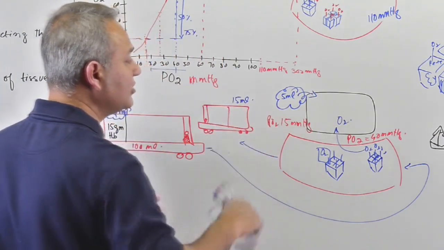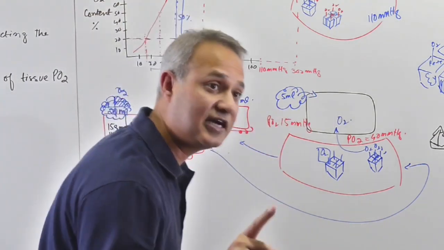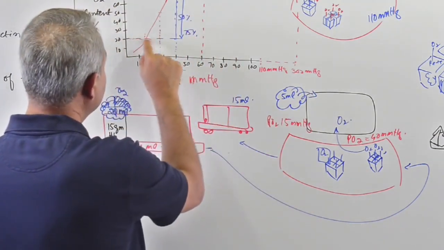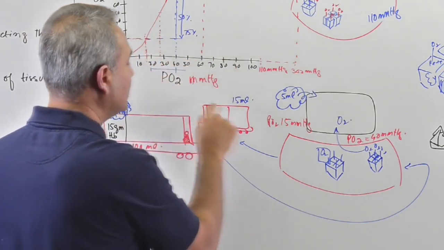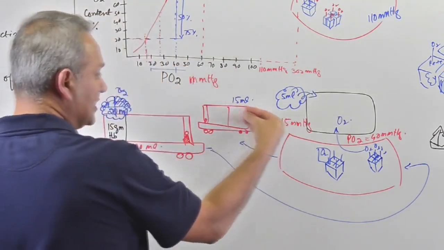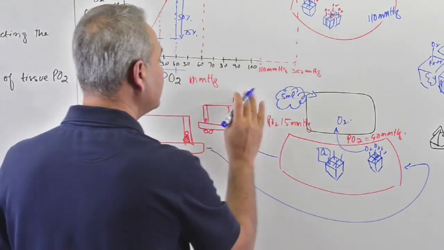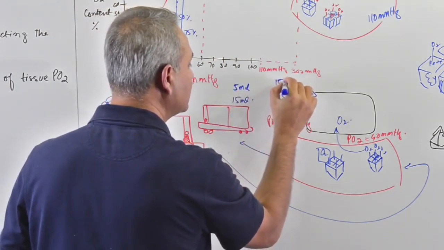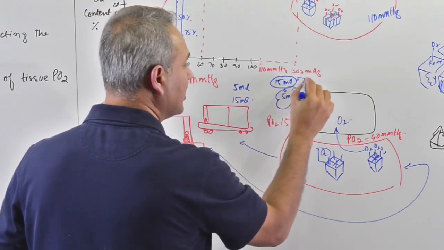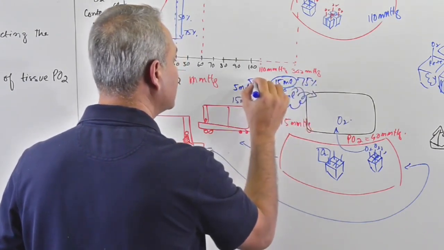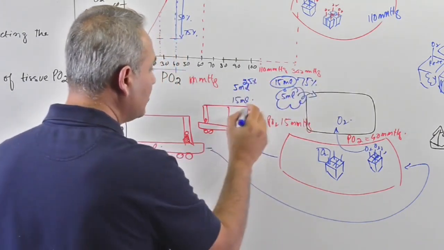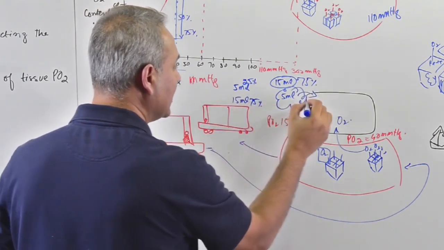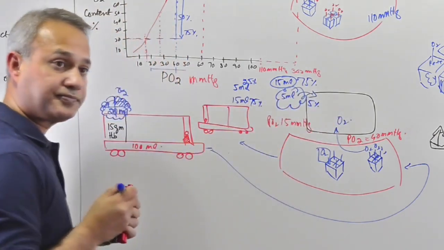This 5 ml can reach up to 15 ml. What does that mean? That means at this area, instead of the bus taking 15 ml back, it would take only 5 ml back, and it would have given 15 ml to the tissues. So 75% to the tissues, 25% back. Normally 75% back and 25% to the tissues.